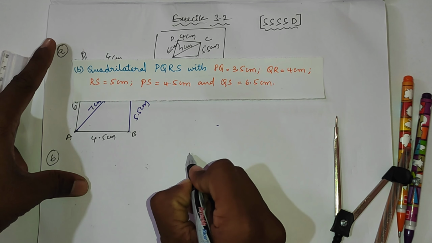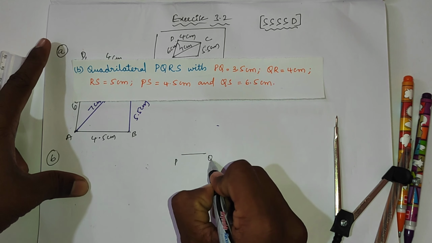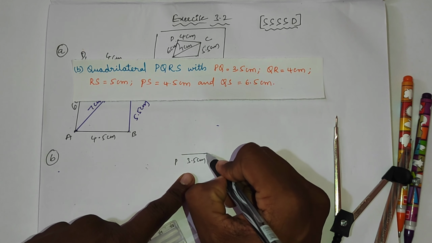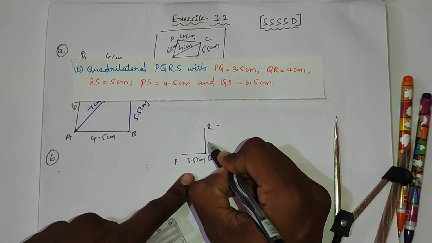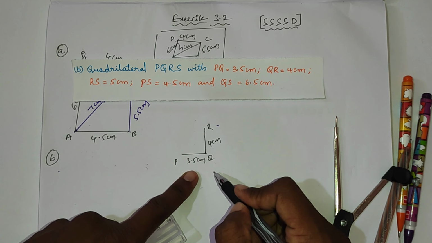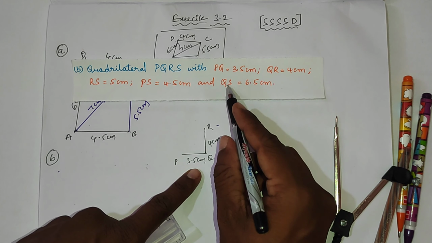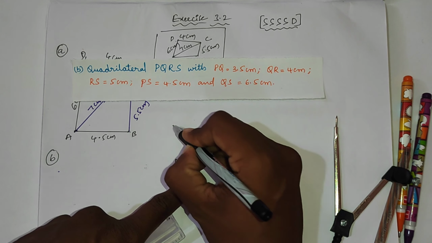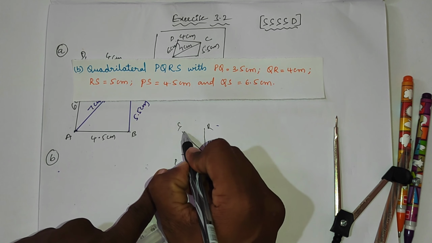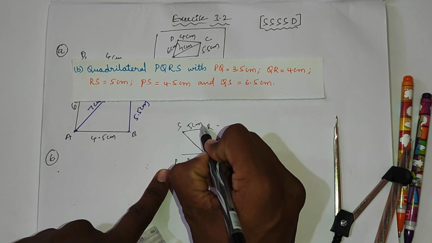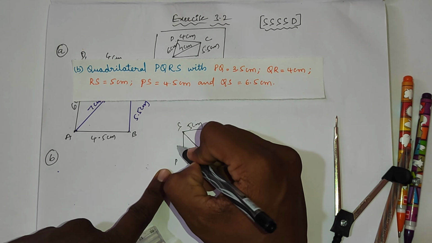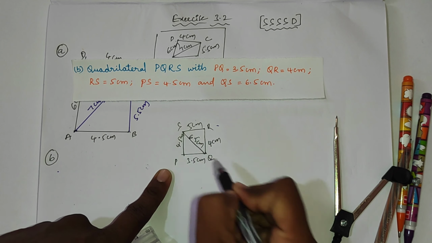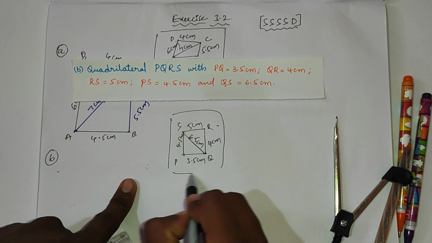So first PQ as a line segment base. PQ is how much here? 3.5 centimeters. Then QR, how much is given? 4 centimeters. Then what is the diagonal given here? QS is a diagonal. How much is it? 6.5. So from here you have to draw a diagonal of 6.5 centimeters. So PQ, this is our S. And R to S is given as 5 centimeters and P to S is given as 4.5 centimeters. And the diagonal is the length of 6.5 centimeters. So this is a rough sketch.